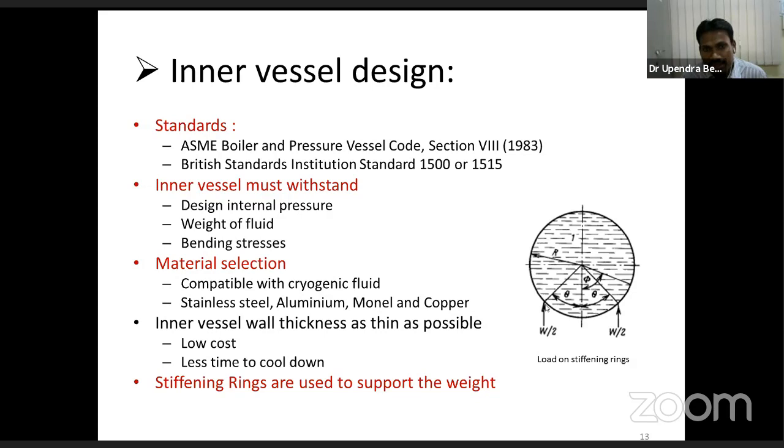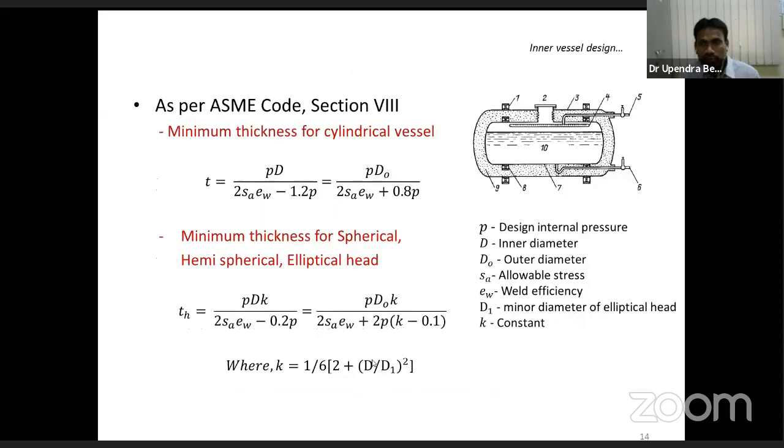And stiffening rings, of course, have to be designed so that they take the support of the weight. Generally, the angle of the stiffening ring is in the order of 72 to 90 degrees for a good support structure for the inner vessel in the outer vessel. Then one has to find out the minimum wall thickness when I select the material. I should know what is the minimum thickness needed for this inner vessel.